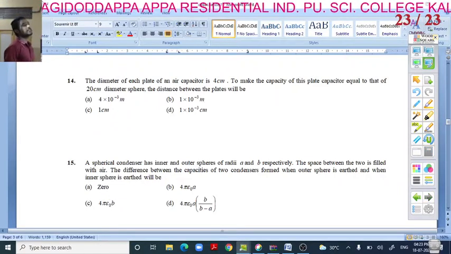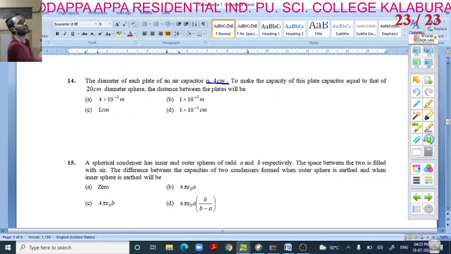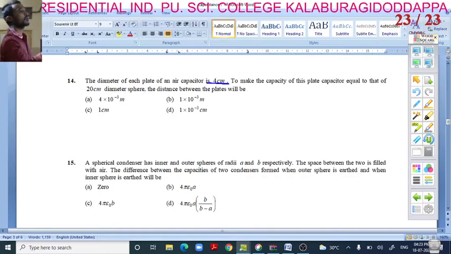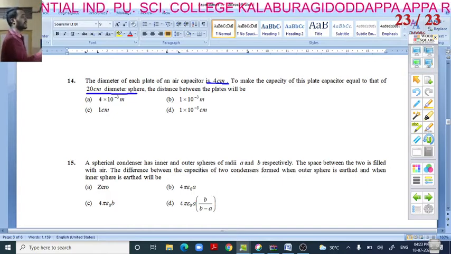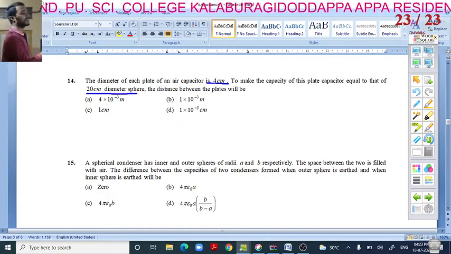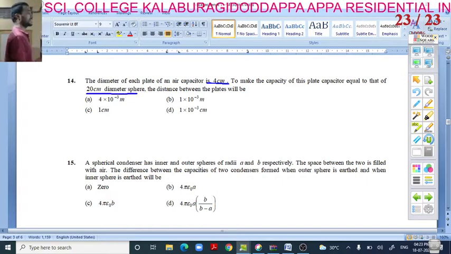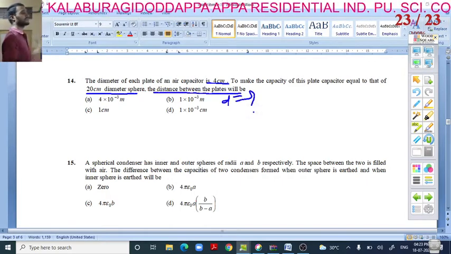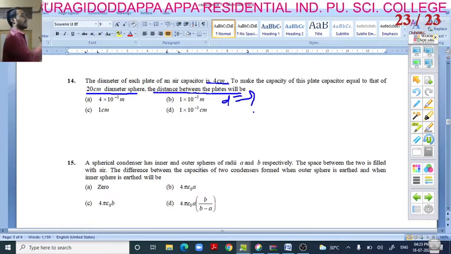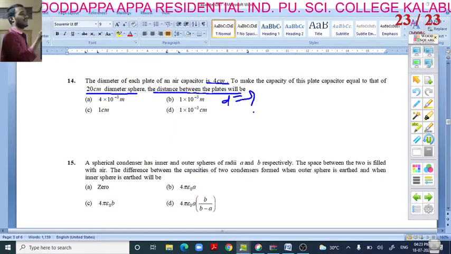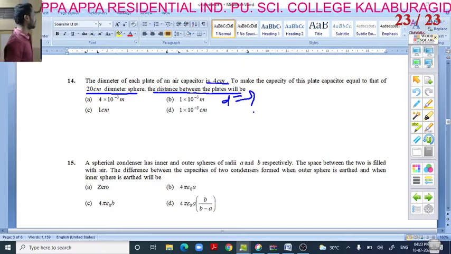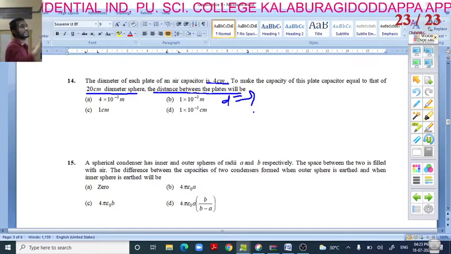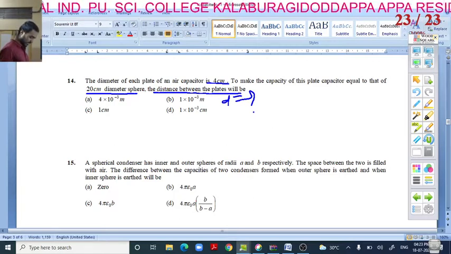Next. The diameter of each plate of an air capacitor is 4 cm. To make the capacity of this plate capacitor equal to that of a 20 cm diameter sphere, the distance between the plates will be? Diameter of each plate of air capacitor, 4 cm he has given. 20 cm diameter sphere he has given. Along with that, he is asking the distance between the plates.